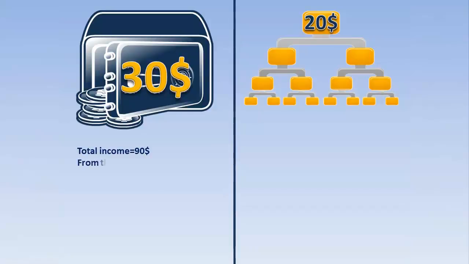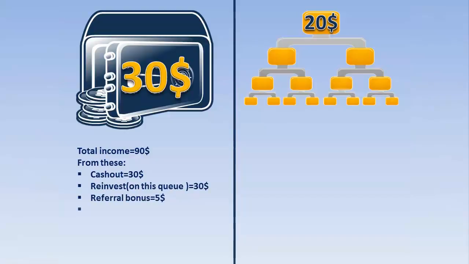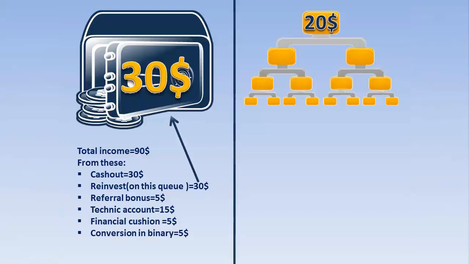The creation of a technical account in the third stage is charged $15. The $5 again automatically purchases for you another place on the first binary level. Income in the third stage of the binary is distributed as follows. $20 net income is available for withdrawal.